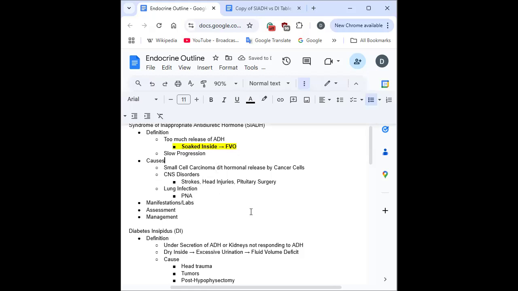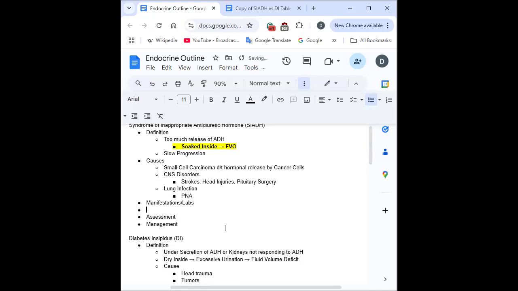Some of the causes that could lead to SIADH: we did talk about small cell carcinoma, how SIADH is a potential complication of that, but now we're actually going to talk about that condition, and some other disorders that might cause it. But again, the focus is not so much about this as it is about your manifestations and your labs. So we already talked about hyponatremia, so I'll just keep that there.